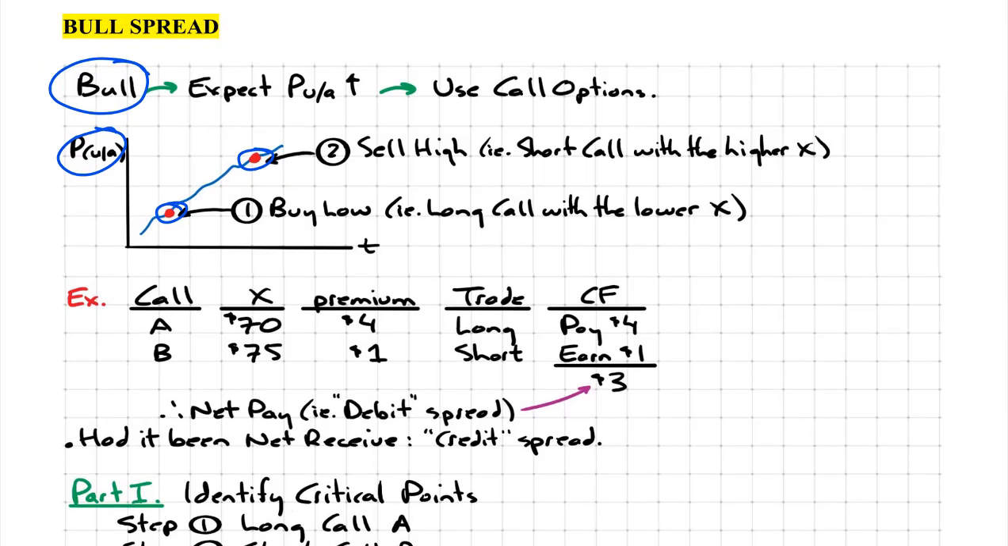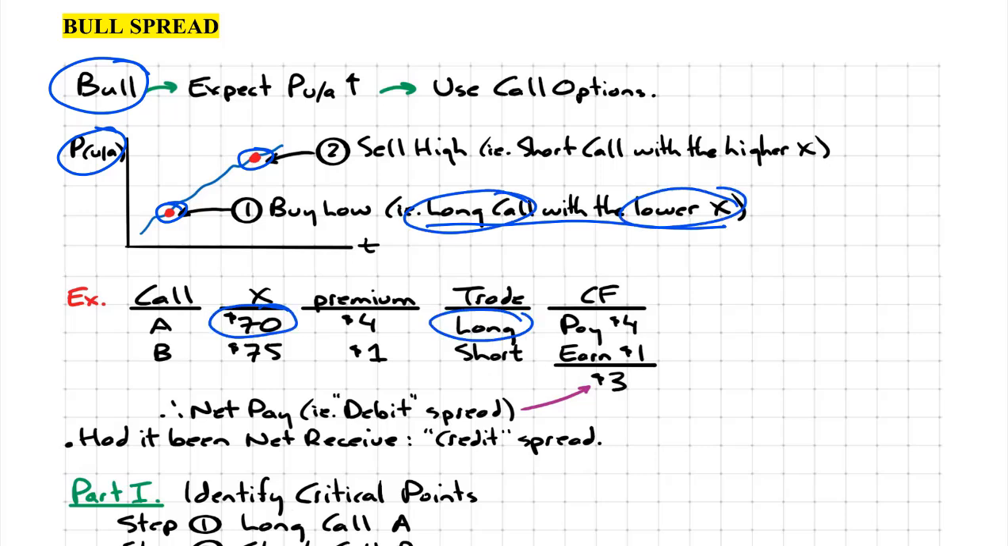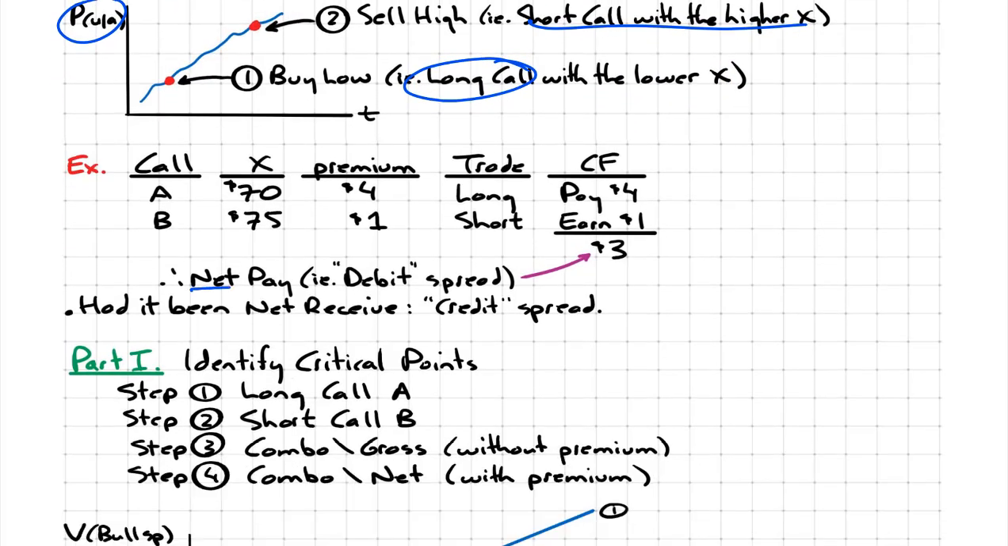Well, we've set the blueprint with our visual framework. He's going to long the call with a lower strike. So this is the lower strike. He's going to buy it, which means he has to pay the premium. On the other hand, he will be shorting the call with a higher strike. So here's the higher strike. He'll be selling this, so he'll be earning a $1 premium. So when you look at the combined bull spread net premium, he ends up paying $3.